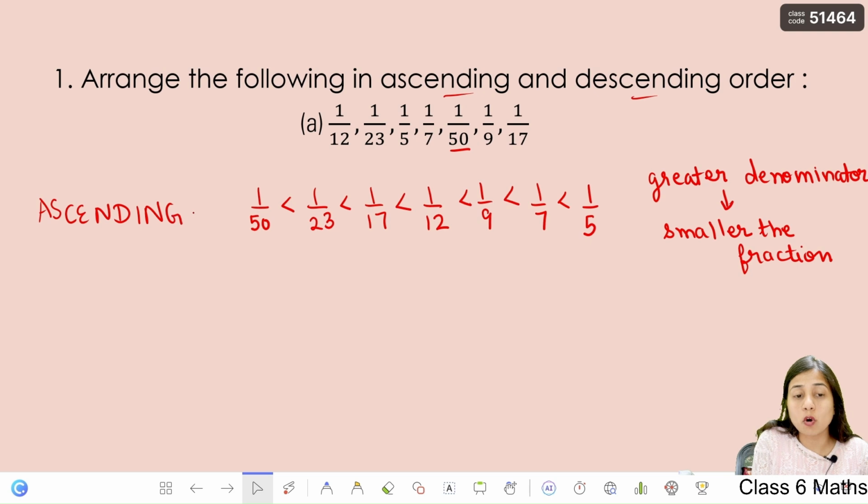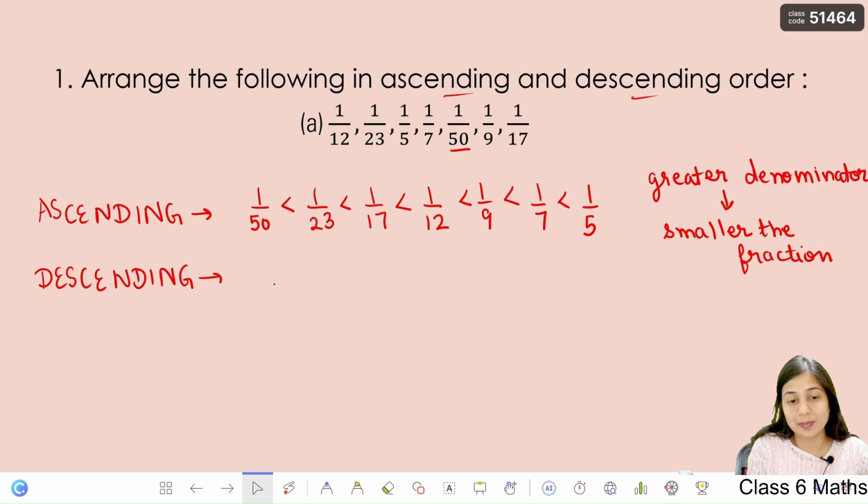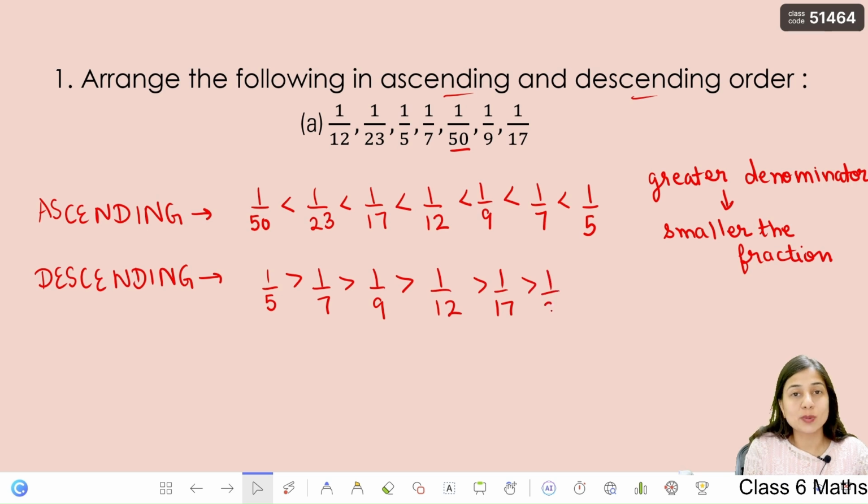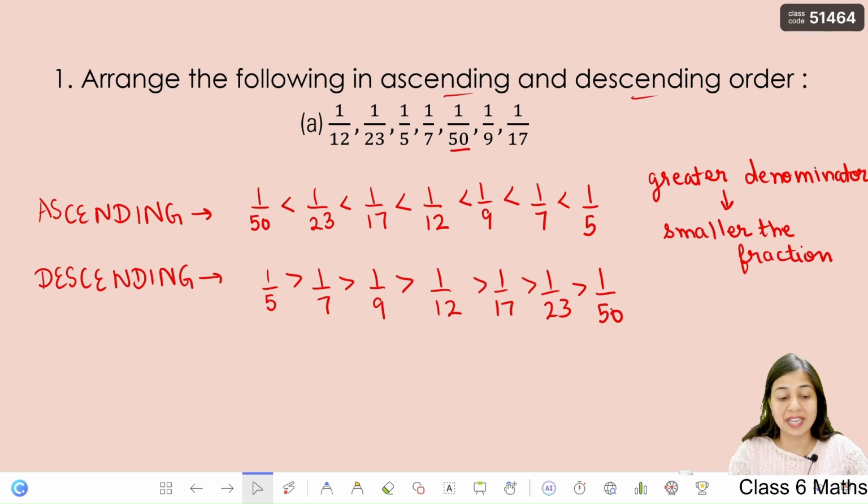And both of these are opposite of each other. So if this is ascending order, descending order will be opposite of it, in which we are going to write the greatest fraction first, descending order, which is 1 by 5. So 1 by 5 is the greatest fraction, then it's 1 by 7, 1 by 9, 1 by 12, 1 by 17, 1 by 23, and the smallest one is 1 by 50. I hope everyone is clear. Moving ahead to the next question.